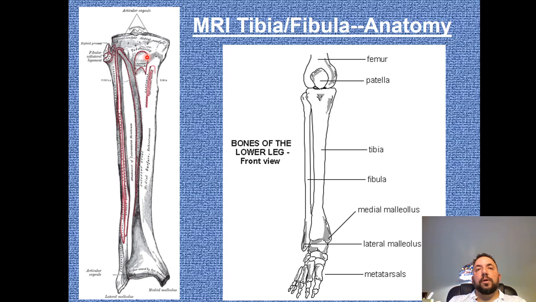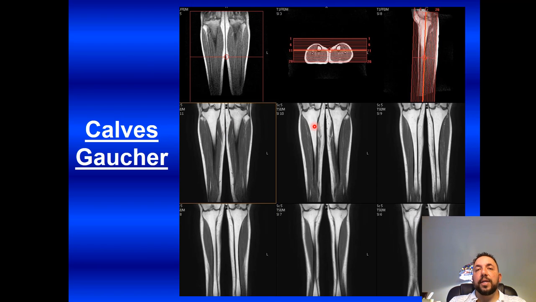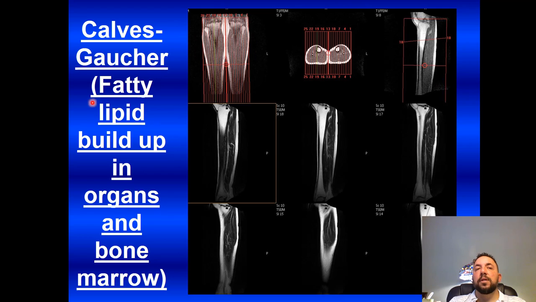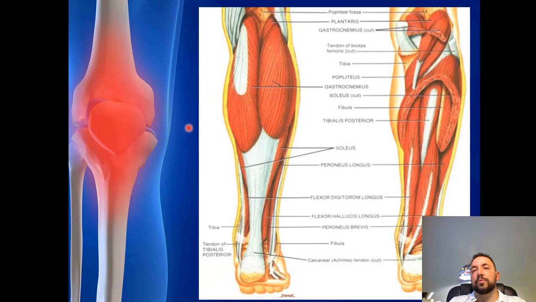Almost finished with our orthopedic MR lecture today, and we're looking at the tibia and the fibula. And again, with long bones, Gaucher disease kind of gives us the almost bell shape, if you will, or hourglass shape to the bony structure. What we do want to do in Gaucher is running in and out of phase to evaluate the fatty lipid buildup in organs and bone marrow. So Gaucher is one of those.